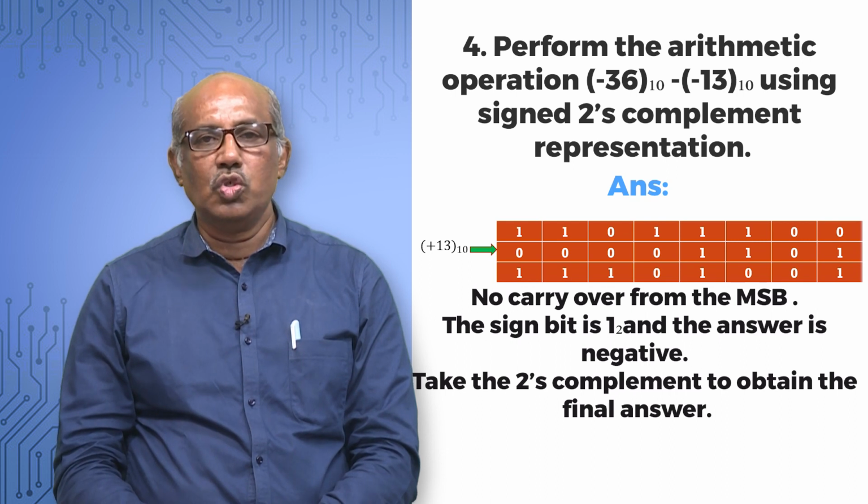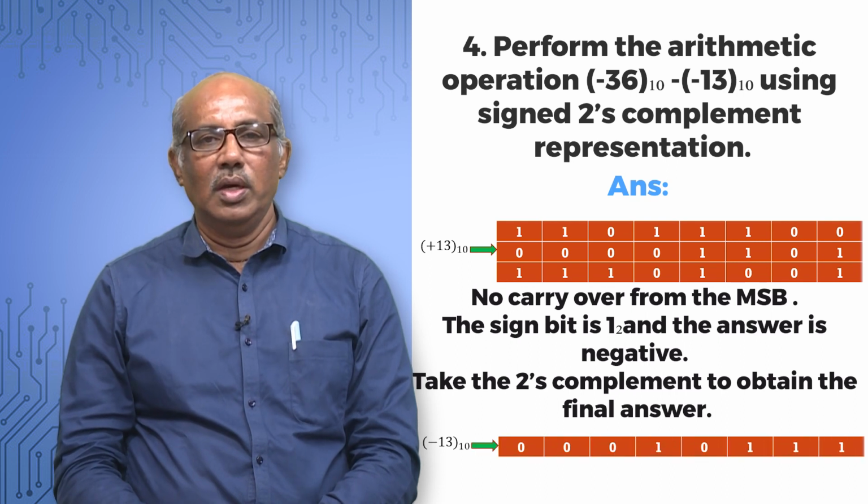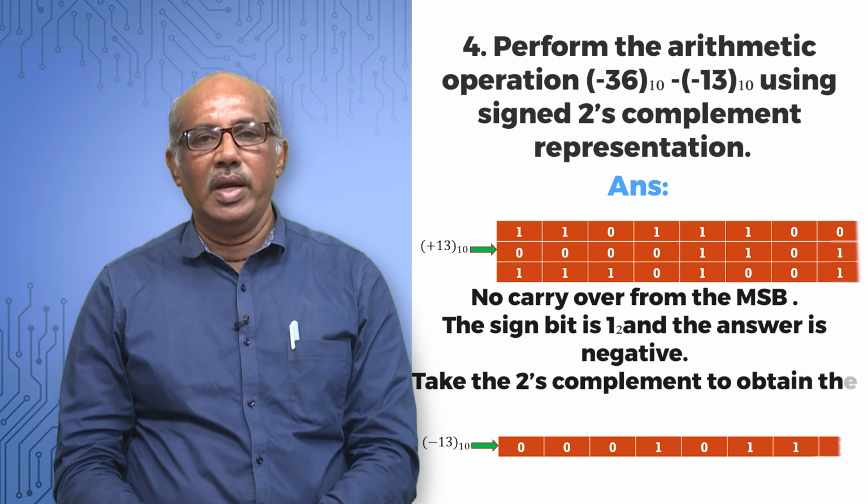Therefore, take the 2's complement to obtain the final answer, which, starting from the most significant bit, is 0 0 0 1 0 1 1 1. As I told you earlier, the sign bit is 1, therefore the answer is negative, and the answer is minus 13, the decimal number minus 13.